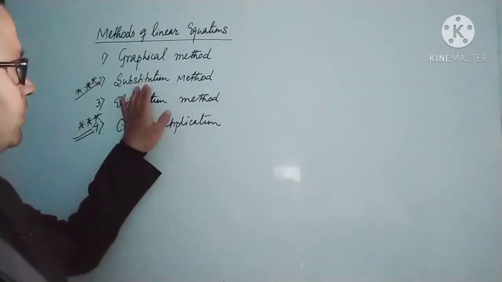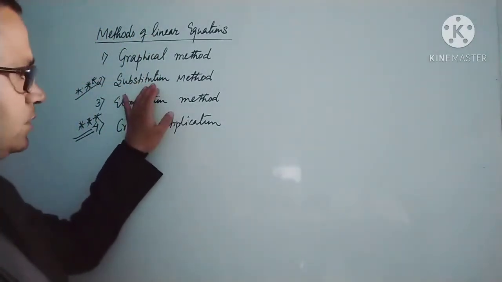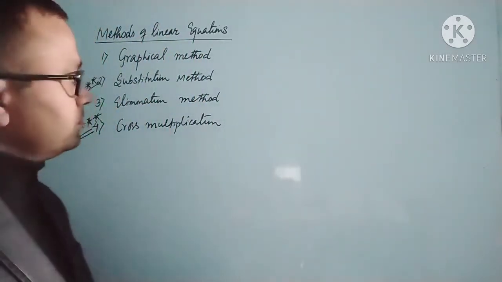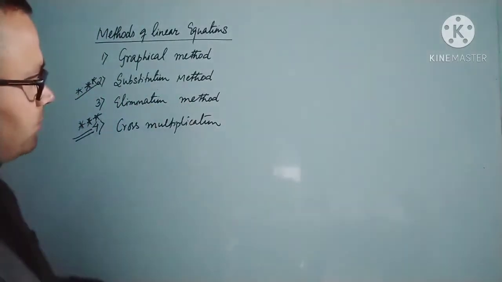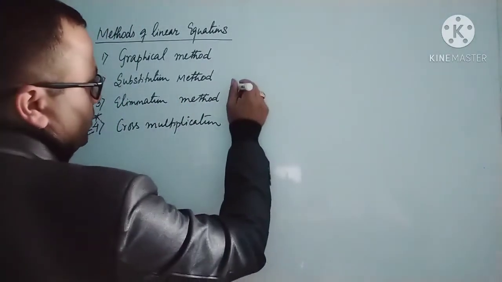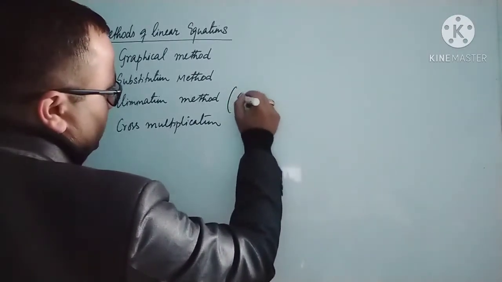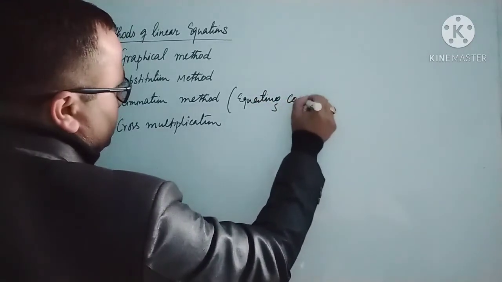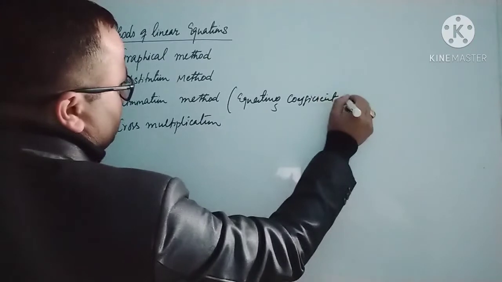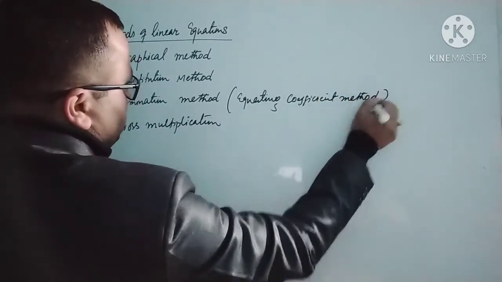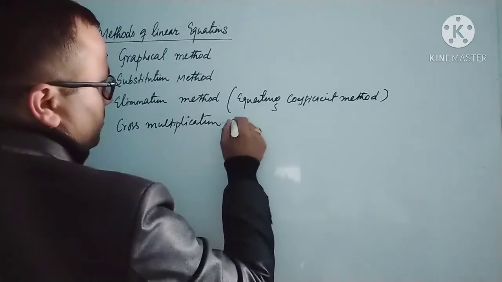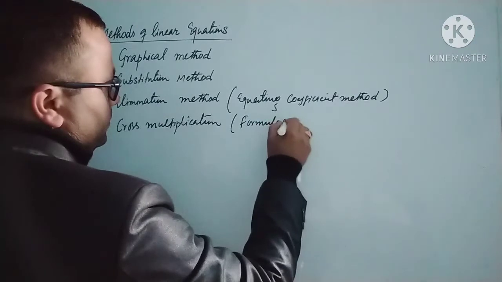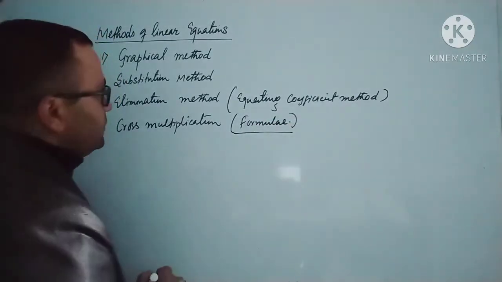In the substitution method, we have to solve in an algorithmic way. In the elimination method, we have to equate the coefficients, so it is also called the equating coefficient method. In the cross multiplication method, we have to apply the formula. Now we will do them in detail.